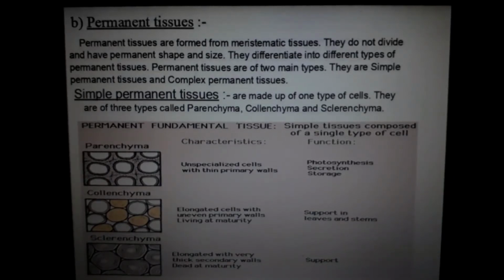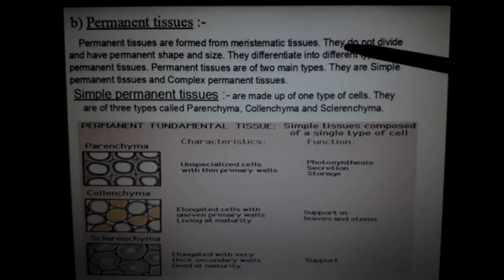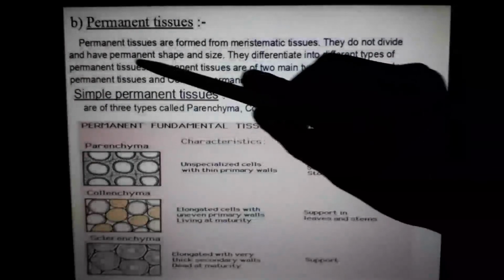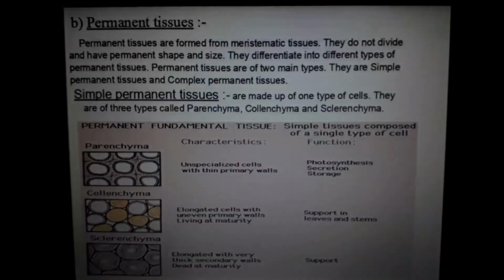So let's see the definition. Permanent tissues are formed from meristematic tissues. Important point: they do not divide and have permanent shape and size. This is the main point. That's why they are called permanent tissues. They differentiate into different types of permanent tissues. Permanent tissues are of two types: simple permanent tissues and complex permanent tissues.